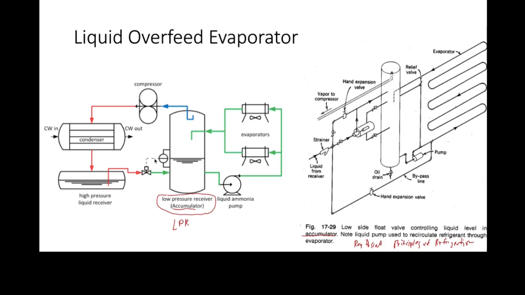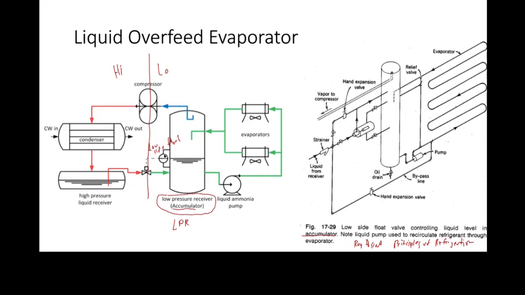We've got a float control, and so this here is our metering device. This is called a low side float, and low side, we know, is the low pressure side. So let's just divide this thing up. What we have here is the high side, and on the other side we've got the low side. And we've got a float that is sensing the level inside this low pressure receiver.